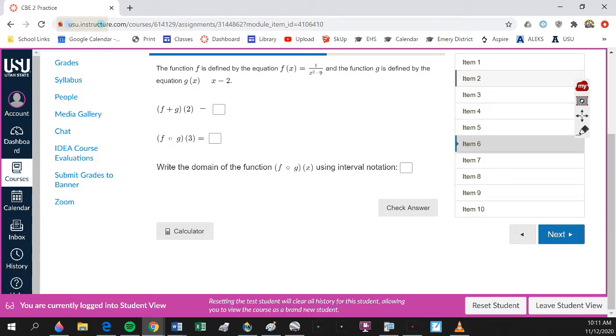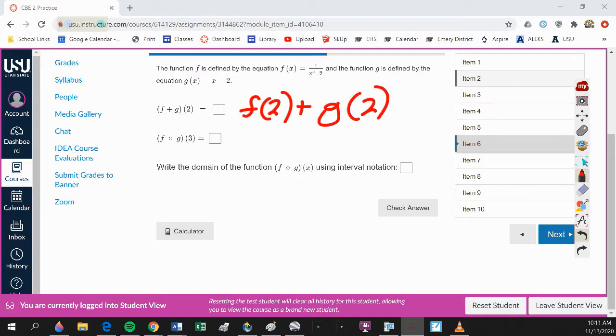There are lots of ways to do this. I could figure out what f plus g is and simplify it and then plug in 2. Okay, that's the long way. The easier way is to just do f of 2 and add it to g of 2. And the same works with subtraction, multiplication, division, all of those.